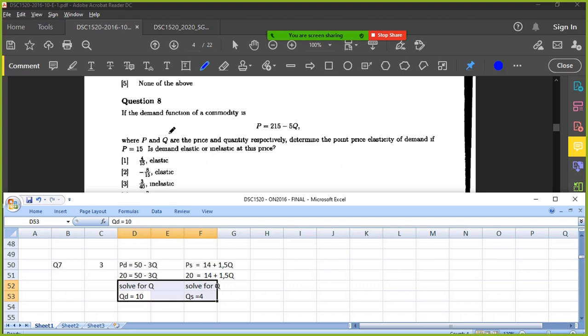Okay, question 8 is a standalone question. Again, let's practice your approach. Okay, so when you see this question, if you read the question, what are you thinking about? How are you going to approach this question? Okay, so if the demand function of a commodity is that, where P and Q are the price and quantity.